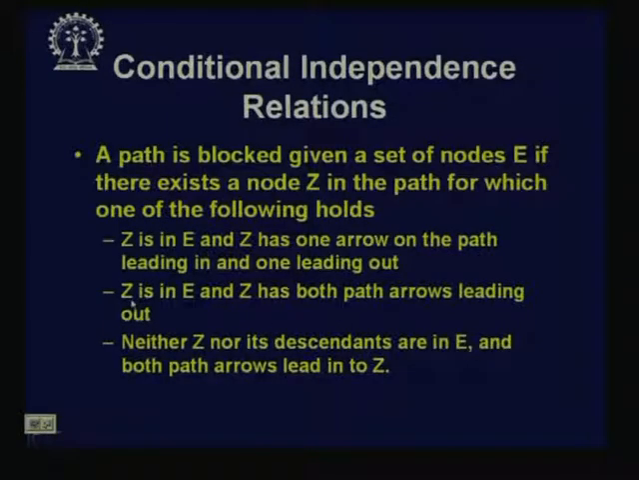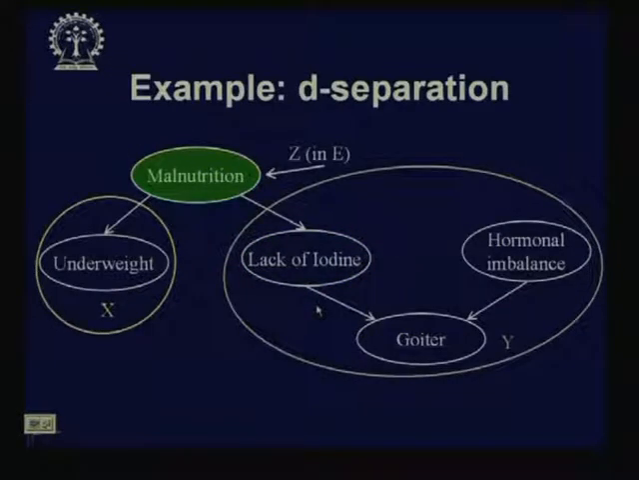Another case is Z. So, what is that? Given a set of nodes E, Z is in E and Z has both path arrows leading out. This is the example. Z is in E. In my evidence set, a particular node is there, and all of them are going out from here. So, obviously, the descendants of this are separate.